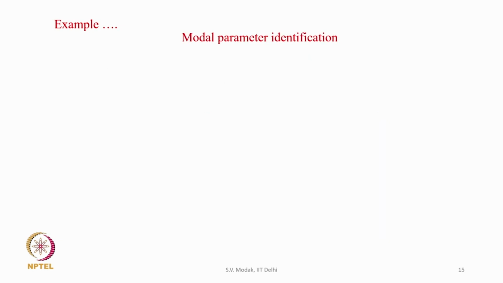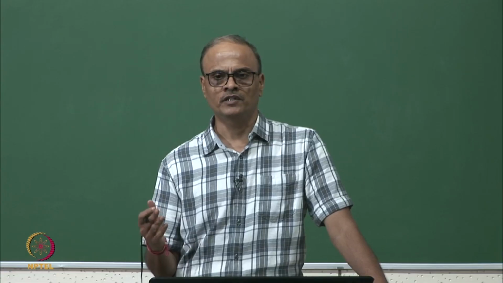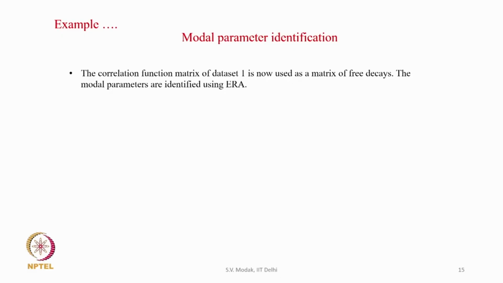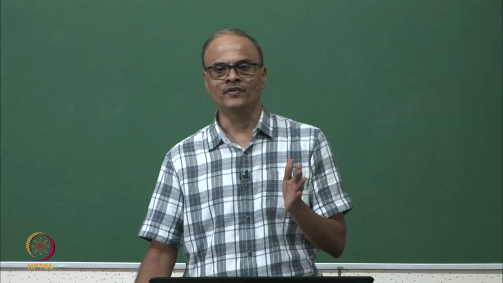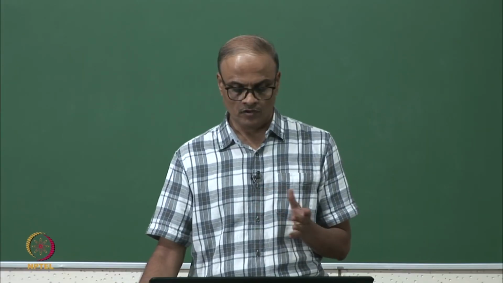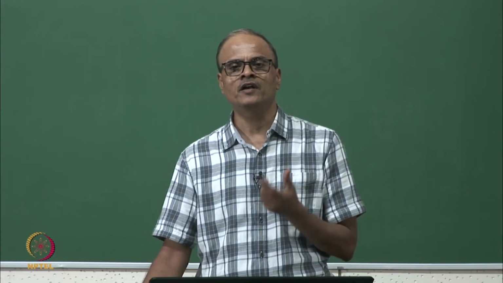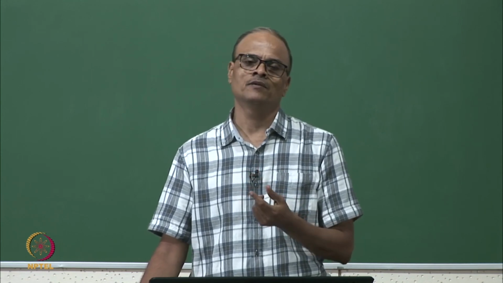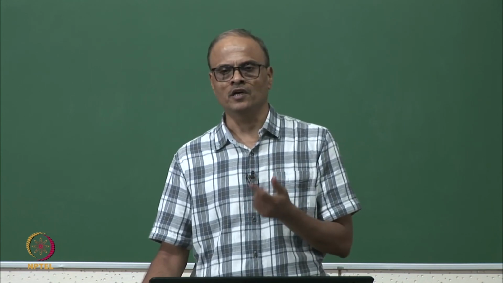Let us now perform model parameter identification. So, now we are going to use the ERA method here, which we have studied earlier. The correlation function matrix of dataset 1 is now used as a matrix of free decays, because we know that the ERA can process the free decays, right, and therefore, this correlation function matrix can be treated as matrix of free decays, and then that can be used to implement the model parameter identification using ERA.